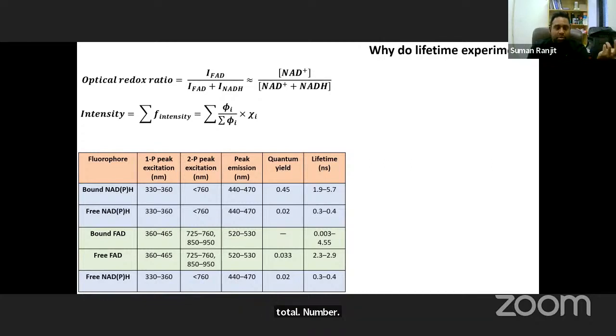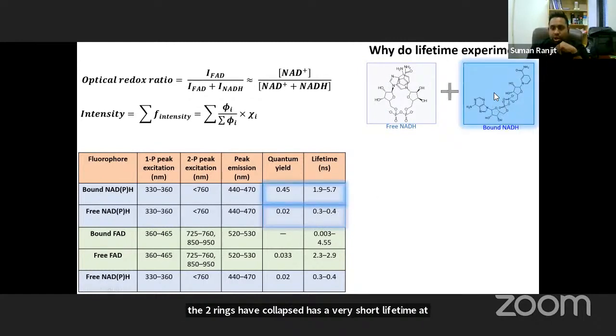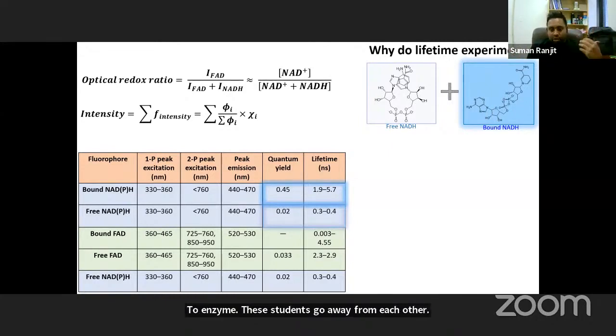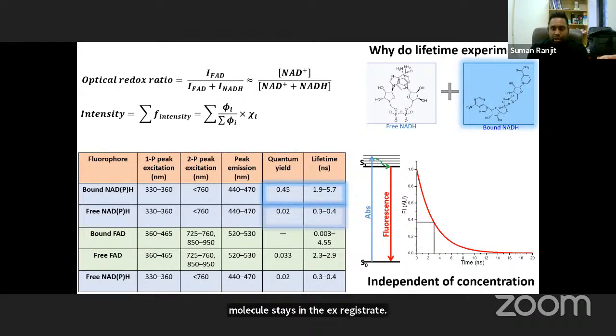So the question then becomes, what can you do? Well, we can actually look at lifetime. The free NADH, when the two rings are collapsed, has a very short lifetime, as shown here, 0.3 to 0.4 nanosecond. When they bind to an enzyme, these two rings go away from each other, they unfold, and the fluorescence increases as quantum yield increases, but the lifetime also becomes much higher. Now, we can measure that by looking at just how long the molecule stays in the excited state, so basically on an average lifetime basis. And the big thing is it's independent of concentration.